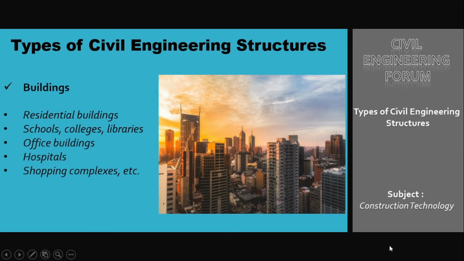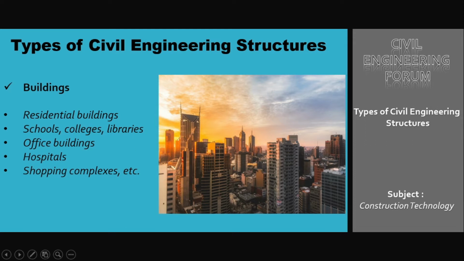So hospital is a building institution that is built, staffed and equipped for diagnosis of diseases and other treatment. Then last we have shopping complexes. And these are basically the group of shops built together. So this is the first and basic type of civil engineering structures, and this is how it is classified.